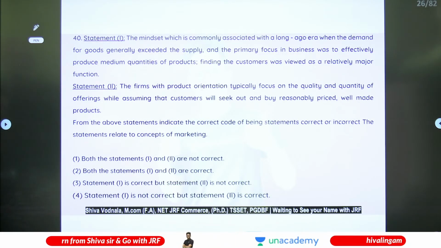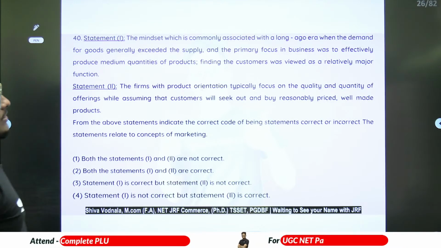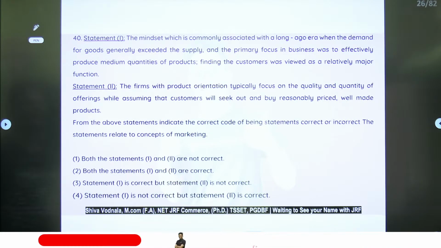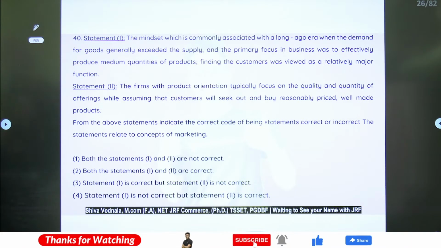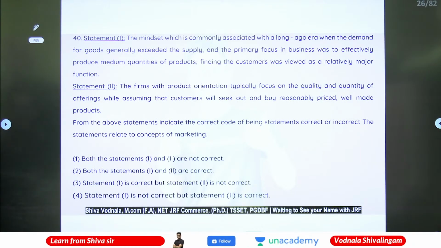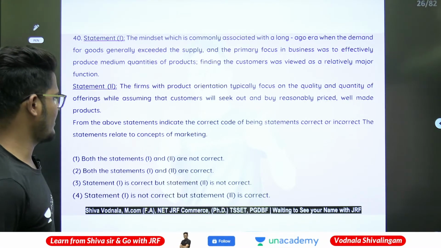The mindset which is commonly associated with a long ago era, when the demand for goods generally exceeded the supply, and the primary focus in business was to effectively produce medium quantities of products, and finding the customers was viewed as a relatively major function. The firms with a product orientation typically focus on the quality and quantity of offerings while assuming that customers will seek out and buy reasonably priced and well-made products.